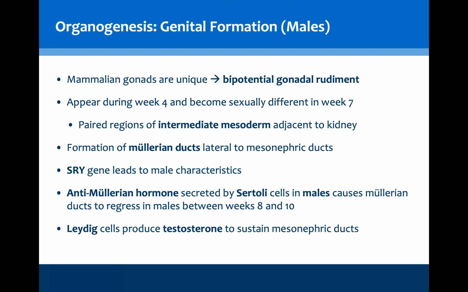It does so through promoting the secretion of anti-Müllerian hormone by the Sertoli cells, and also the production of testosterone by the Leydig cells. Here, there is a twofold mechanism to encourage the formation of male internal and external genitalia. The anti-Müllerian hormone causes the Müllerian ducts to regress between weeks 8 and 10, and the testosterone sustains the mesonephric / Wolffian ducts.